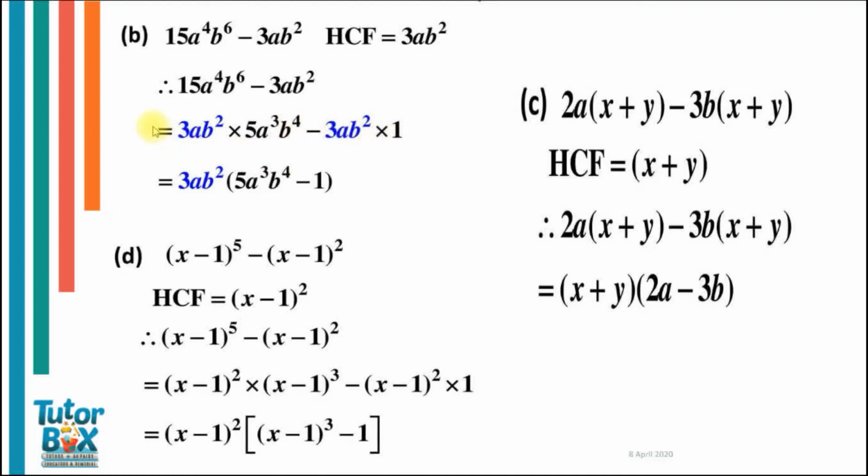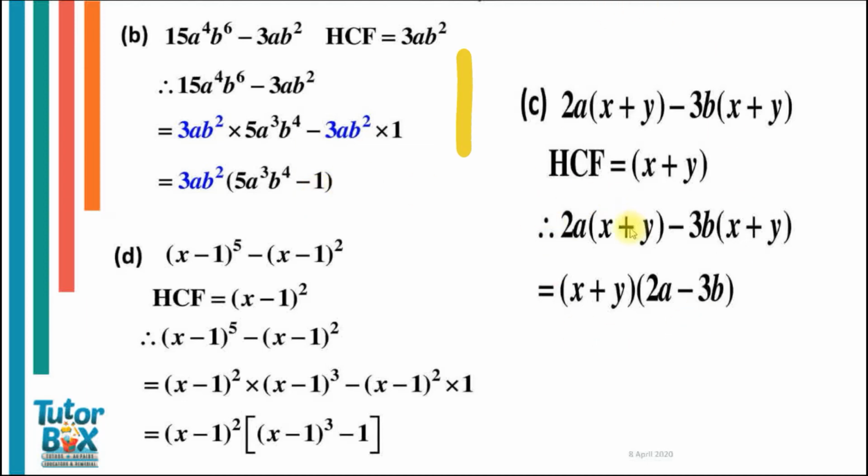Guys, from this step, you can either do this part or you can just come straight here. Once you've discovered that the highest common factor, in this case, is 3ab squared, you can just take out the 3ab squared and then divide each term by that highest common factor. So you have 15a to the 4 b to the 6 divided by 3ab squared. You'll be left with 5a cubed b to the 4, and on this side as well, you'll be left with minus 1.